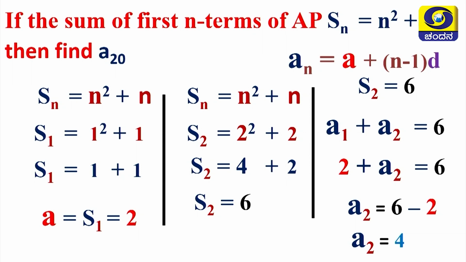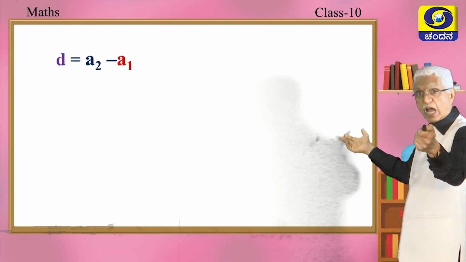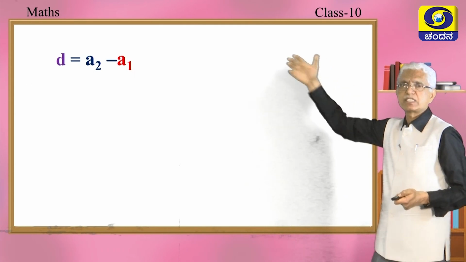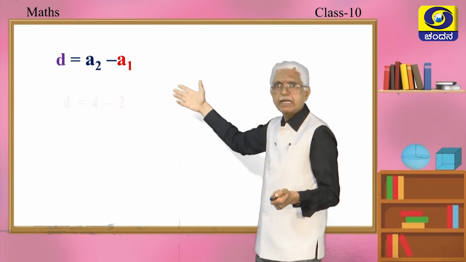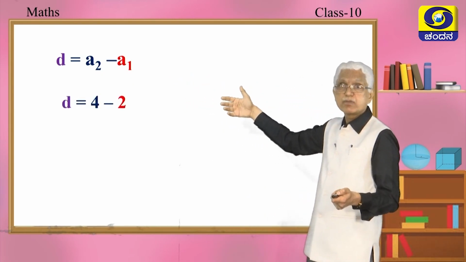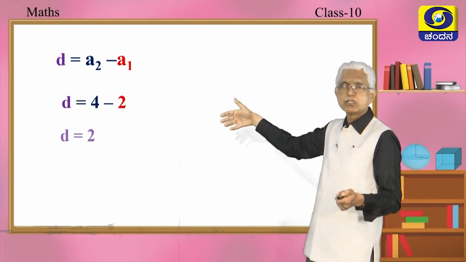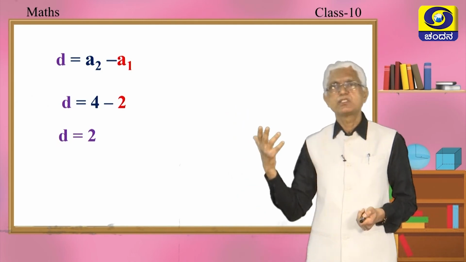What is the advantage of knowing the first term and the second term? Sir, I can find the common difference, sir. Please do that, sir. Okay, please do that. So common difference is second term minus first term, right? It is A2 minus A1. A2 was how much? 4. A1 was how much? 2. 4 minus 2 is 2. So common difference is 2.